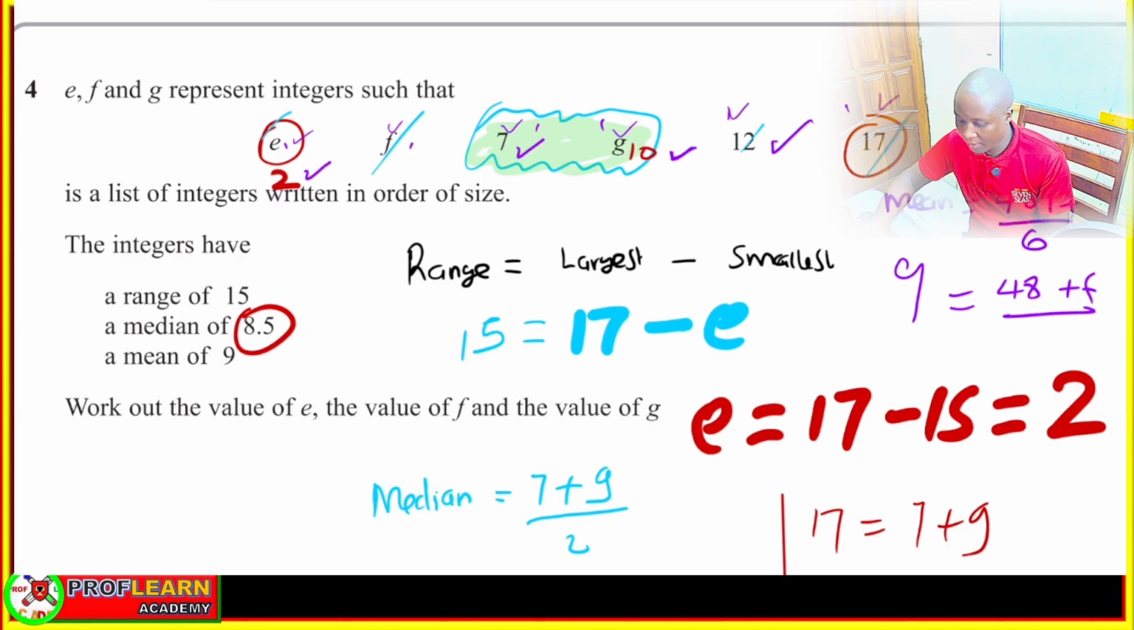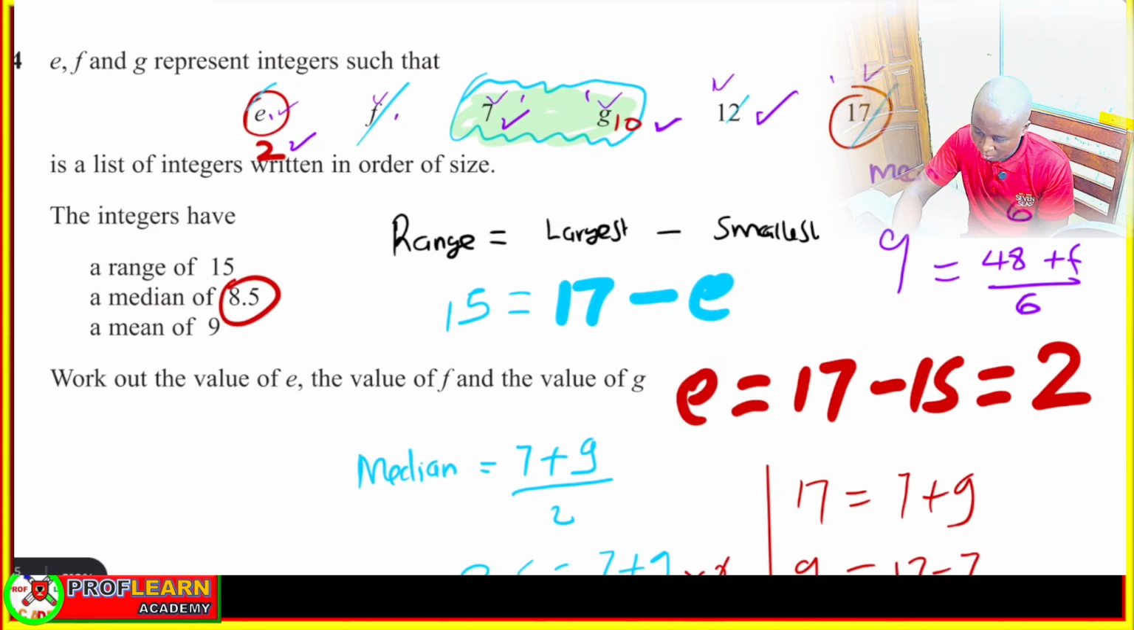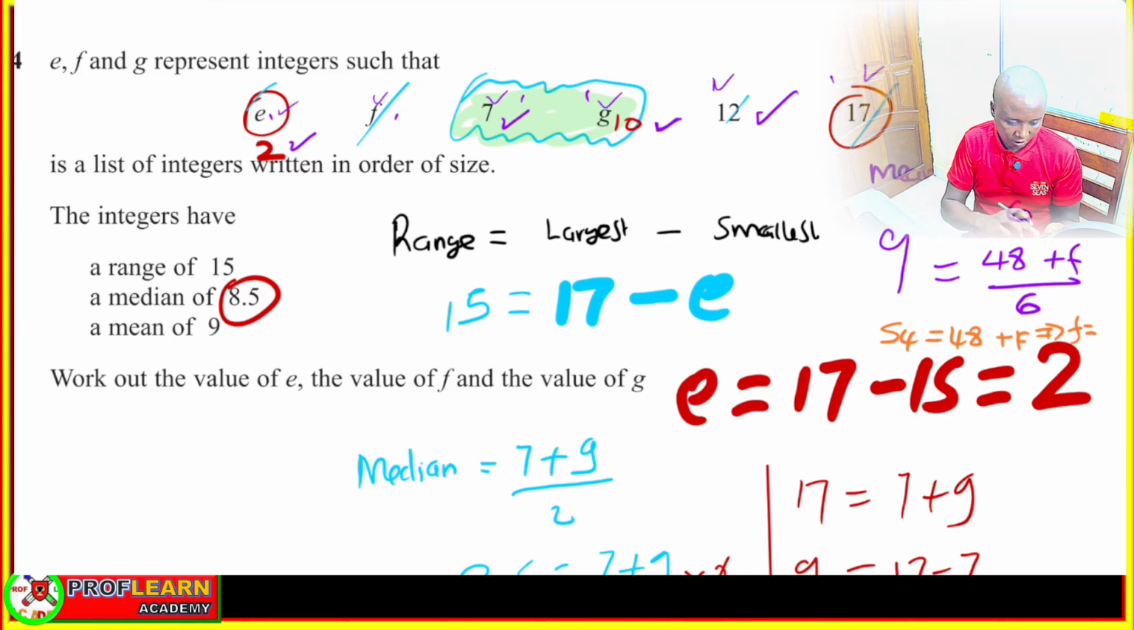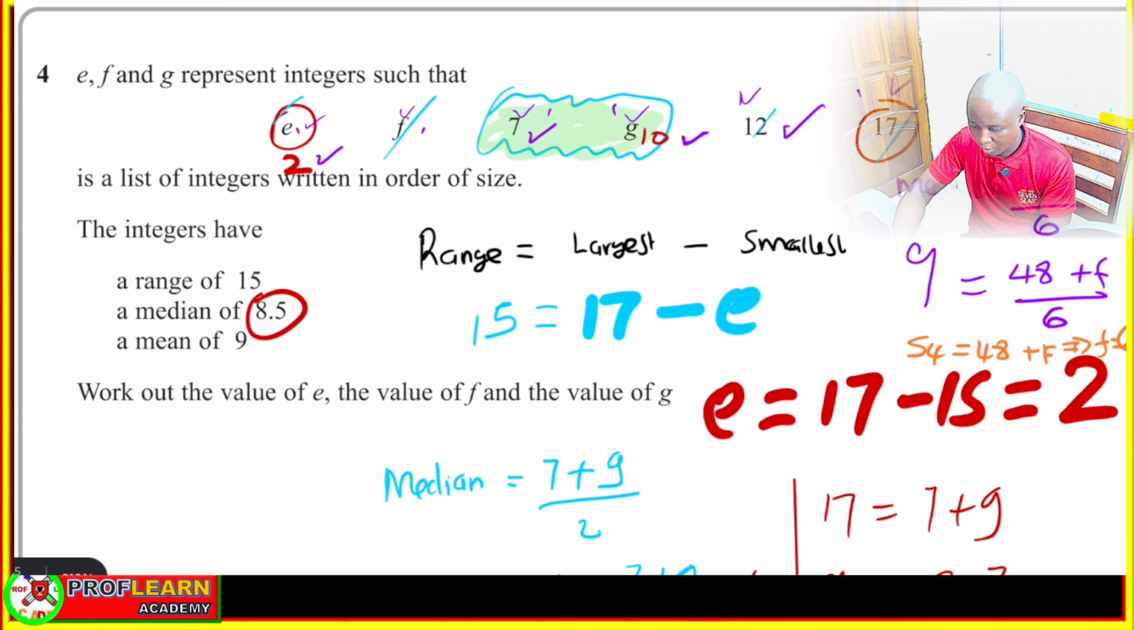All right, I believe everything's okay. Then we have here 6. Now 9 times 6 is going to be 54. So we shall have 54 is equal to 48 plus F. Which means that for us to find F, this implies that our F is equal to 54 minus 48, which is going to be 6. So we can go here and say our E was 2.